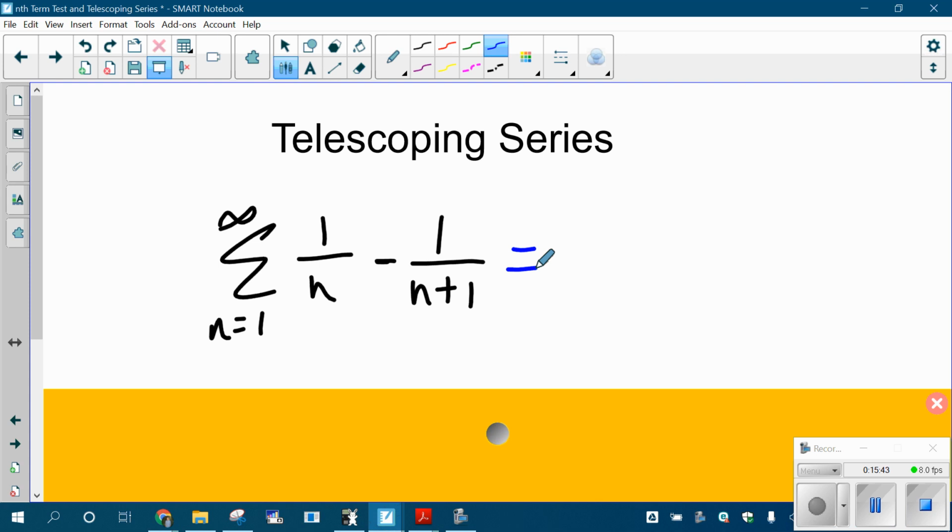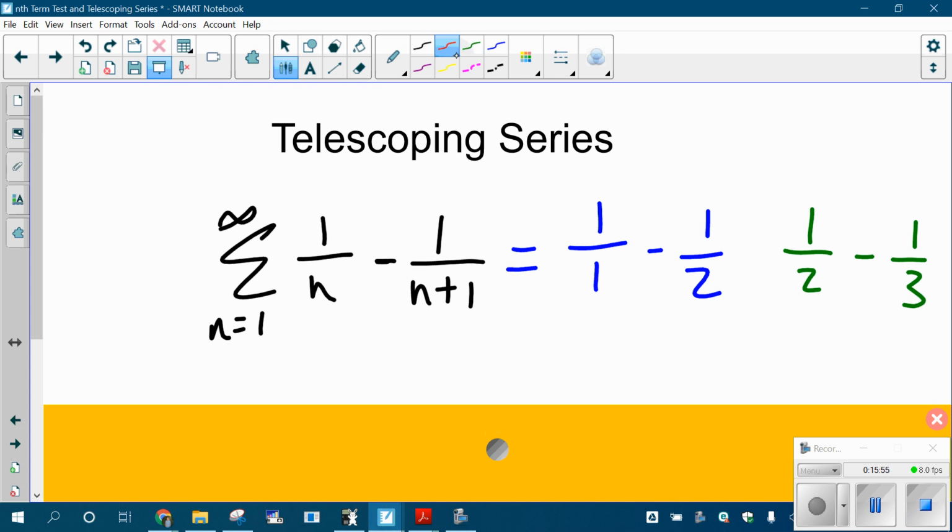So I'm going to plug in 1. I'm going to plug in 2. I'm going to plug in 3. Plug in 4. And again, I'm adding all these guys together. Whatever. And if you look at this, you might go, wait a second.